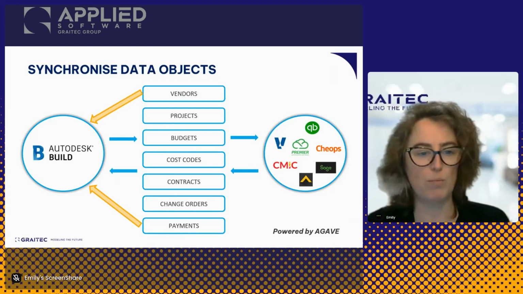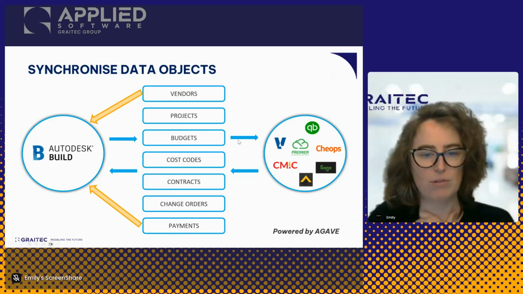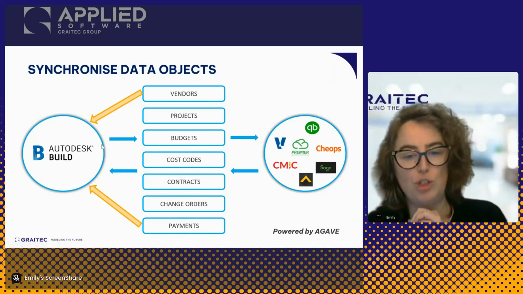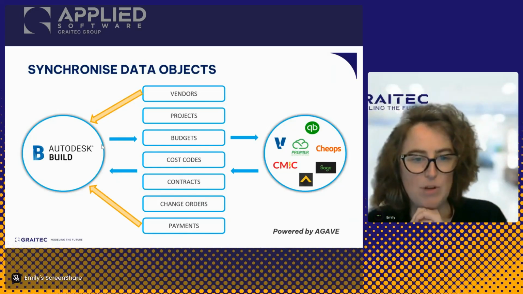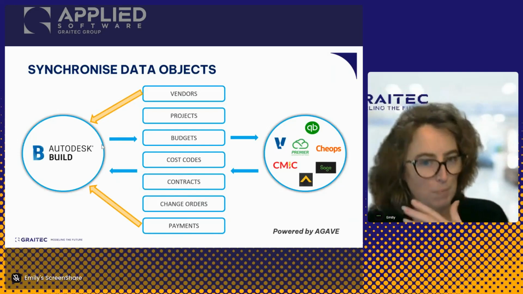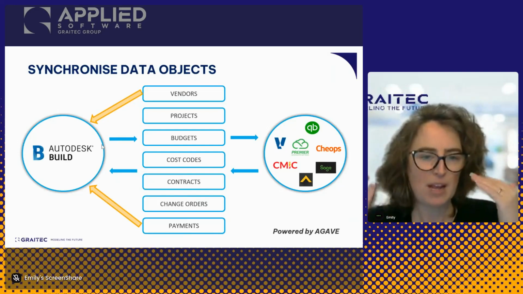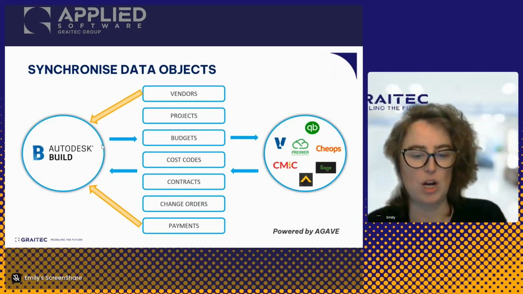Now this can go both directions. You can see my little blue arrows here. They're going in both directions because, depending on the customizations that you choose with your integration team, you could go either way. But typically that's where vendors go. They come from your system and into Build. Then we go down all the way to the bottom of the list and we talk about payments.